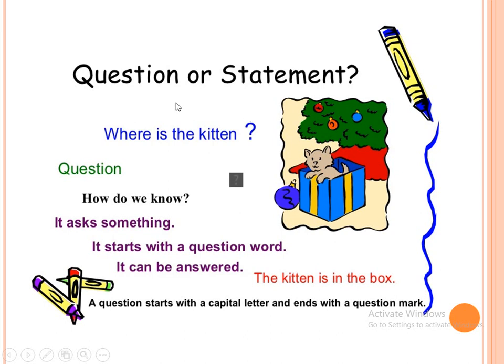Question. Very good. And what else? I have here "where." And "where" here is a question word. Very good. So I start my sentence with a capital letter and with a question word. And my sentence here ends with a question mark. So it's a question sentence. Very good. Excellent.